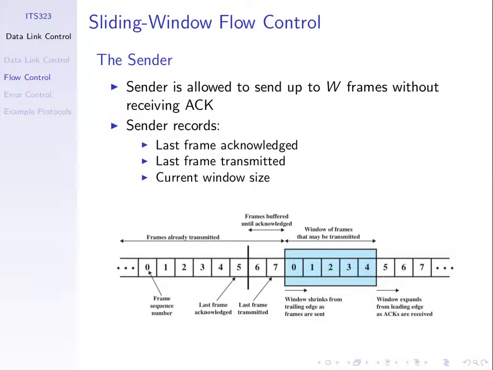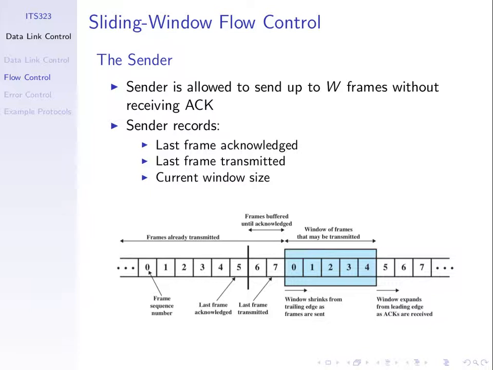The sender is allowed to send up to W, let's give it a parameter, W frames without receiving an ACK. I send W frames and then I wait for an acknowledgement to come back. When an acknowledgement comes back, I may send more, we'll see. For this to work, the sender needs to keep track of which frames it has sent already and has received an acknowledgement for.